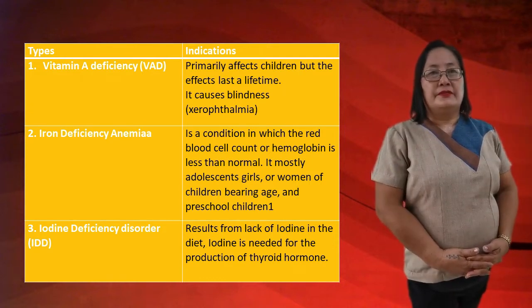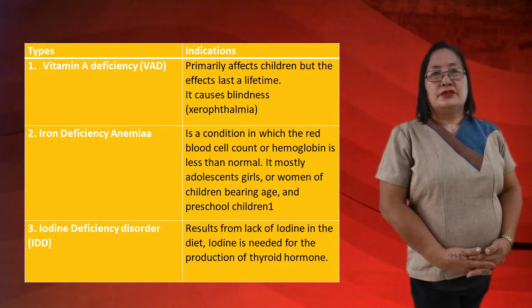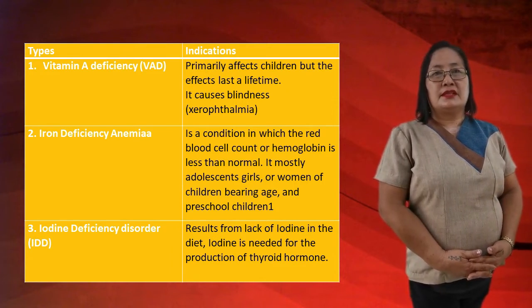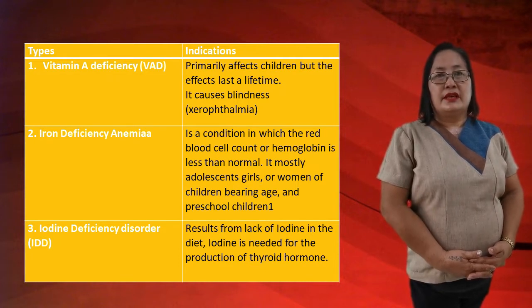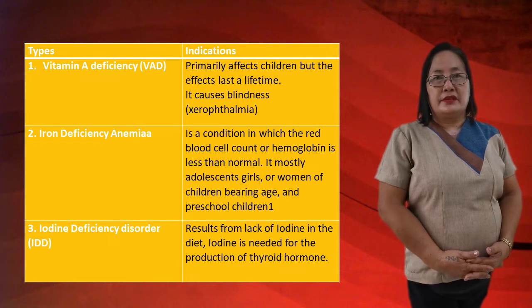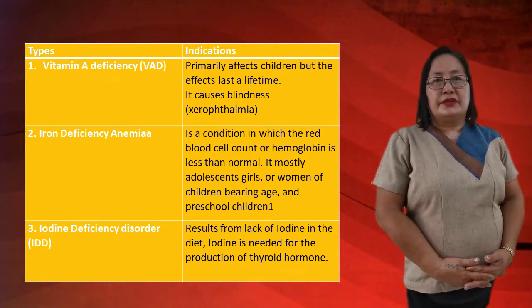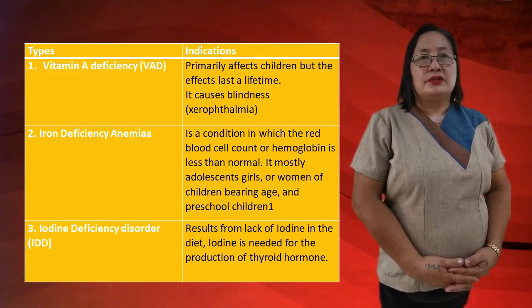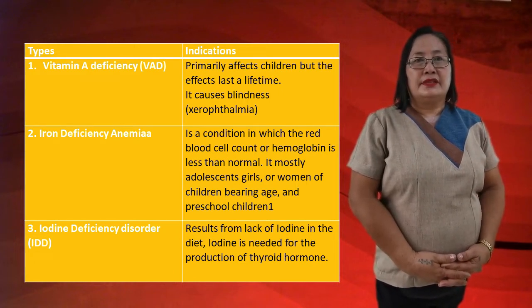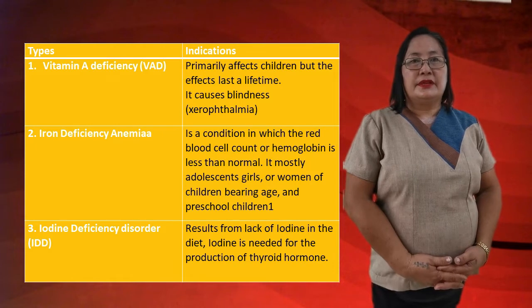Second, iron deficiency anemia is a condition in which the red blood cell count or hemoglobin is less than normal, mostly affecting adolescents, girls, or women of childbearing age, and young children. Last one, iodine deficiency disorder results from the lack of iodine in the diet. Iodine is needed for the production of thyroid hormone. Those are malnutrition and micronutrient deficiencies.